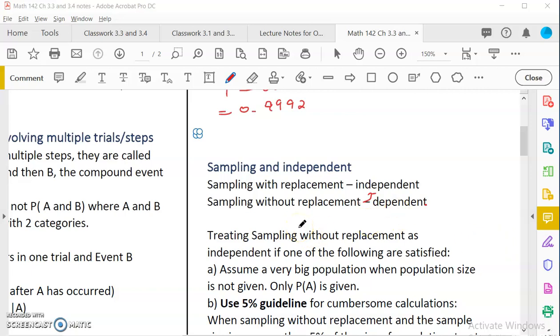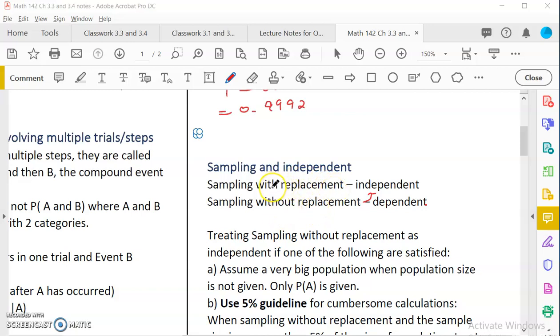Hello statistics student, this video is for chapter 3.3, 3.4. Compound events, especially events that involve multiple steps such as sampling. When we sample one and then the second one and the third one, we are interested in the probability of sampling a certain outcome, but with replacement versus without replacement.